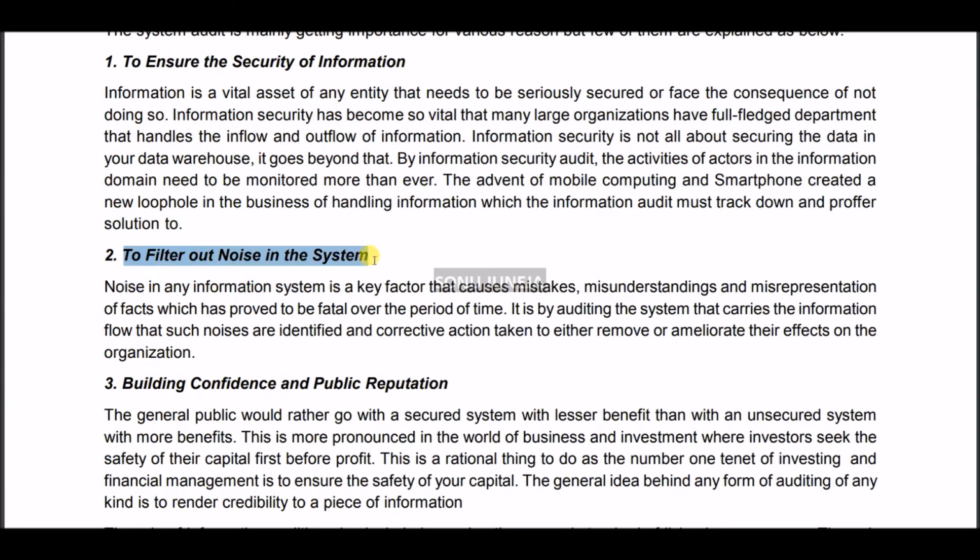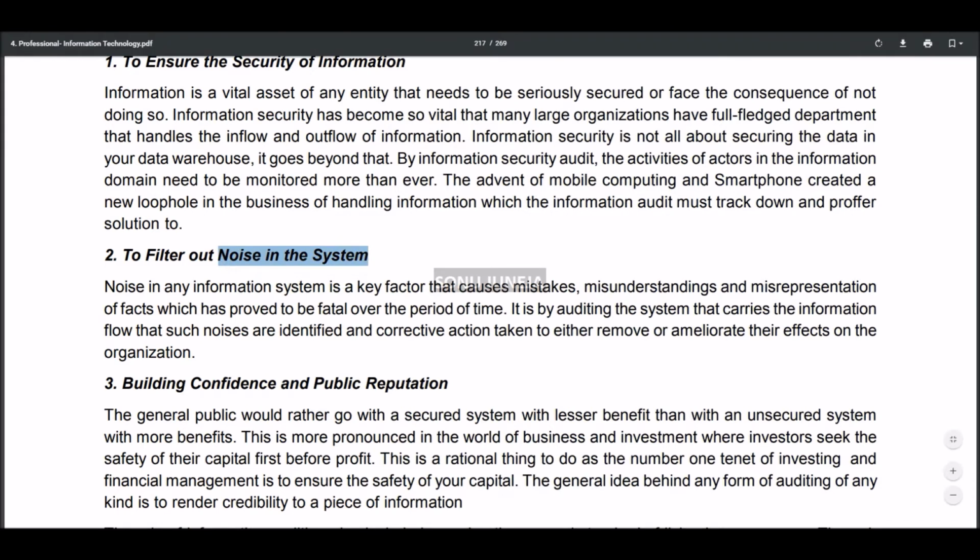How to filter out the noise in system. Noise in system is something very interesting. If I talk about the noise, it's something which creates the obstacle in transmission of data. Let me Google a bit and I can explain it better.